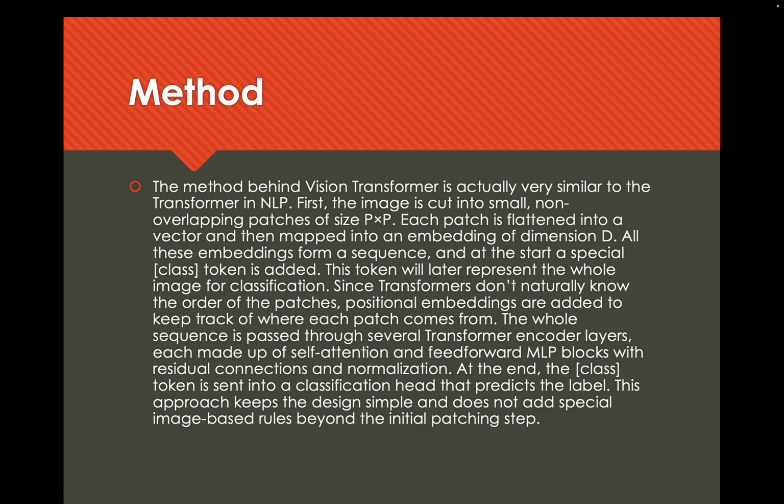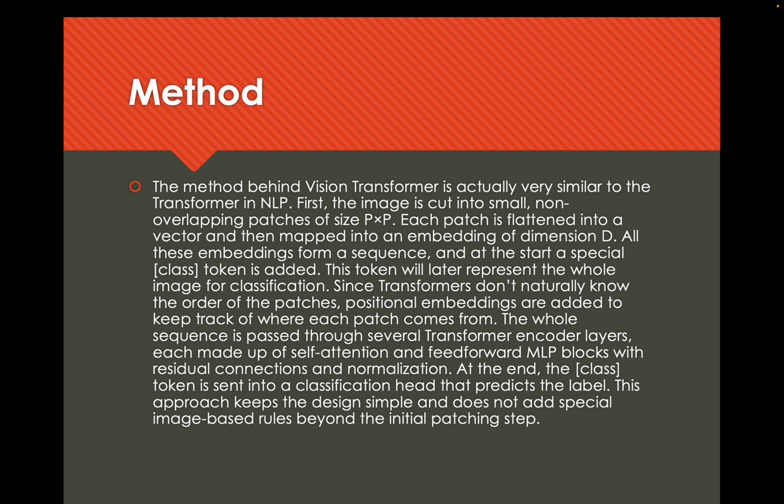Method. The method behind a Vision Transformer is actually very similar to transformers in NLP. At first, the image is cut into small, non-overlapping patches of size P by P. Each patch is flattened into a vector, then mapped into an embedding of dimension D. All these embeddings form a sequence. At the start, a special class token is added. The token will later represent the whole image for classification.